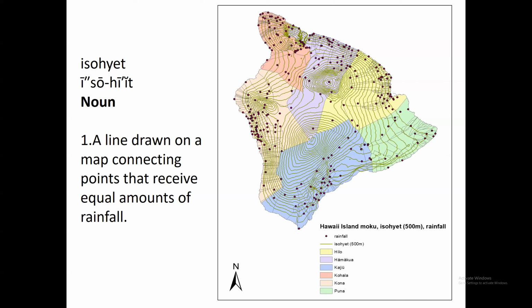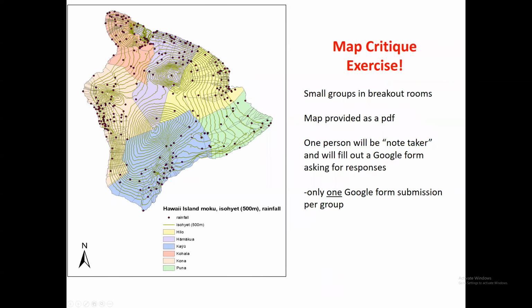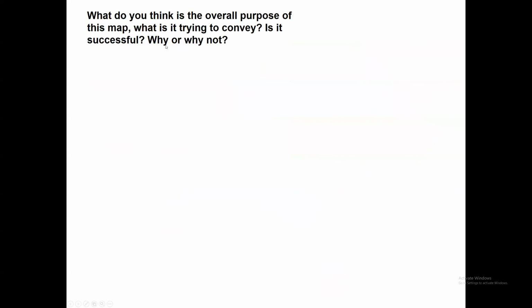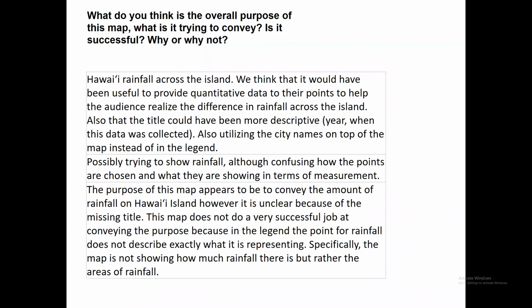So there's a number of issues that you guys picked up on this map, and I just wanted to share the big ones, at least that I see. But again, we had this map critique exercise, and I asked you guys some different questions. What do you think is the overall purpose of the map? What is it trying to convey, and is it successful?